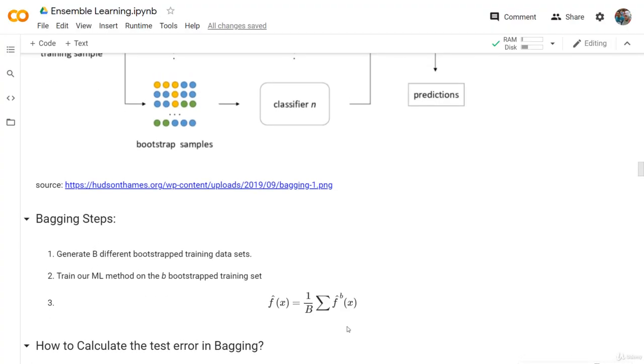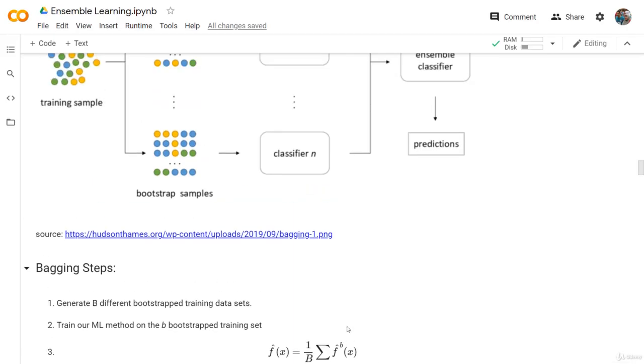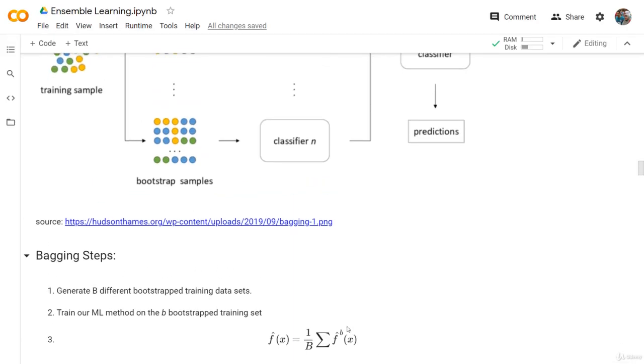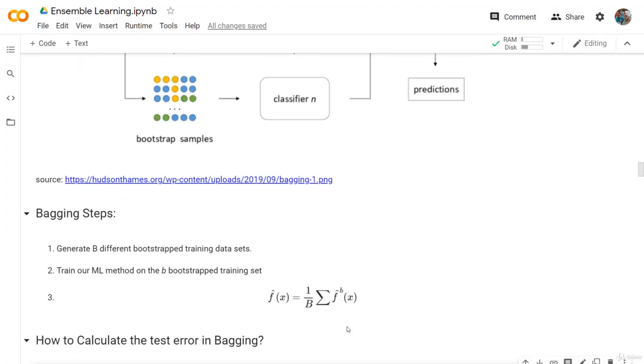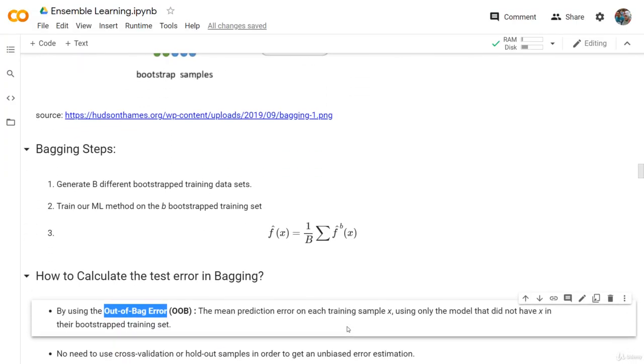Now, how do we calculate the test error in bagging? This is a very important topic, and it can be a little bit tricky to understand. In the next lesson, we will see what we mean exactly by out of bag error, why it's important, and how we can calculate it. By this, we will have a clear idea about bagging, so we can apply it in the lesson after that in random forests, one of the bagging applications or algorithms, right? So let's go to the next lesson.